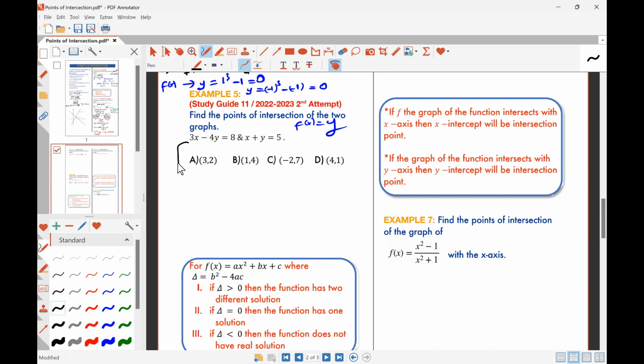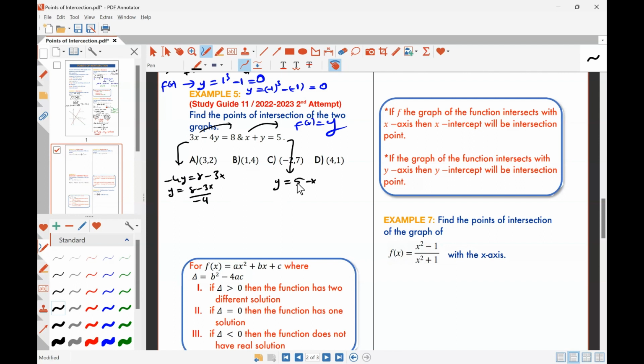For the first equation, isolate y. 3x, let's bring 3x to the other side. -4y equals 8 minus 3x, and divide both sides by negative 4. y will be 8 minus 3x over negative 4. I can simplify this more, or I can leave it like this. Do the same for the second one. So isolate y. y is on the left. Bring x to the right. So 5 minus x. So I have two y's, two different functions. This is like f of x. This is like g of x.